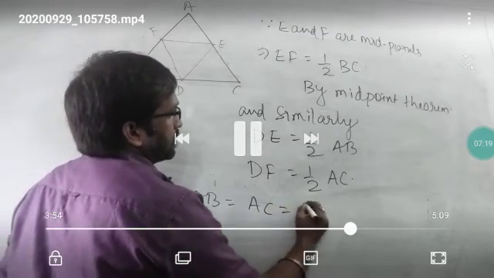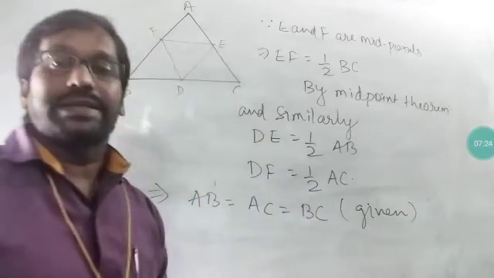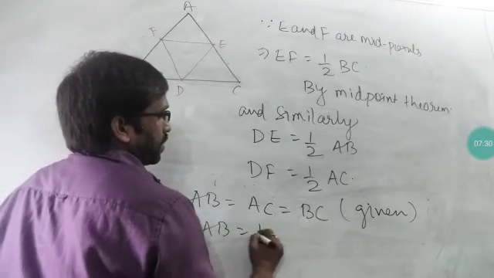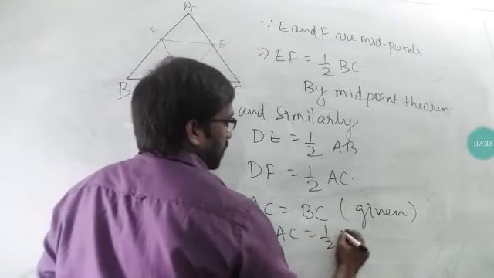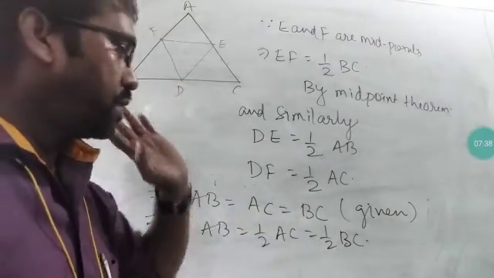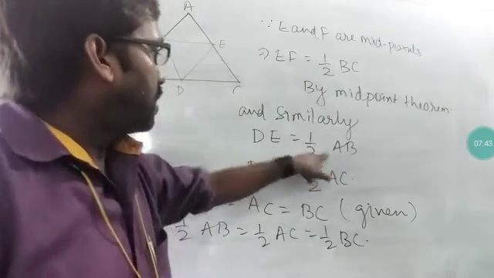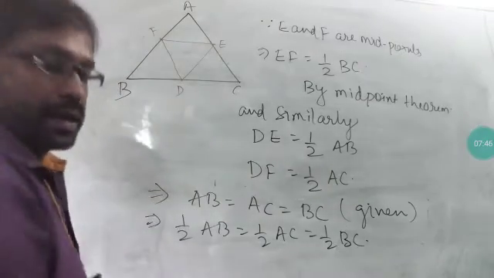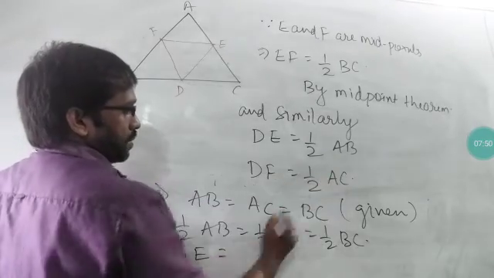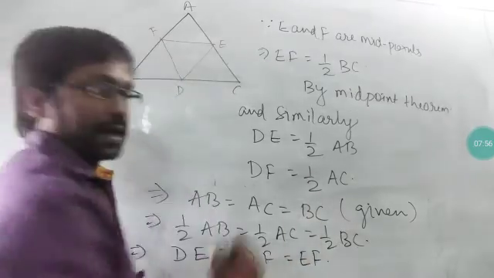Now all these are equal by the midpoint theorem, and we know that AB is equal to AC is equal to BC, so their halves will also be equal. So half of AB is equal to DE, half of AC is equal to DF, and half of BC is equal to EF.